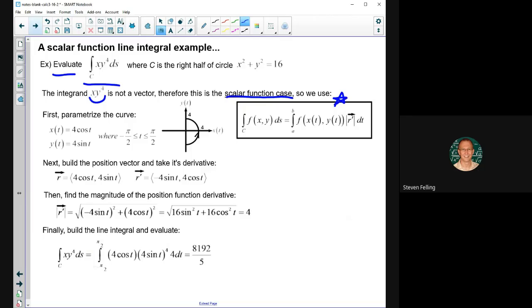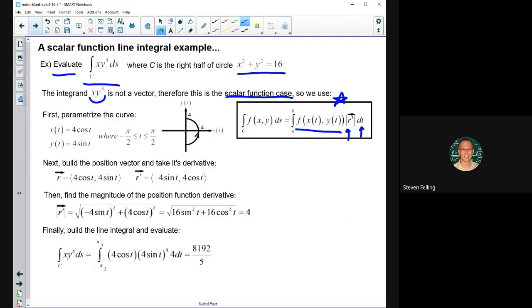That means we're going to have to come up with some parameterization of the curve so that everything's in terms of the variable t. We'll have to find a position vector for moving along that curve and find the derivative so that we can find the tangent vector and find its magnitude. And then we'll have to take the original multivariable function and replace the x's and y's with t's.